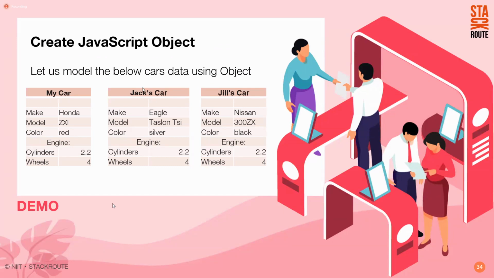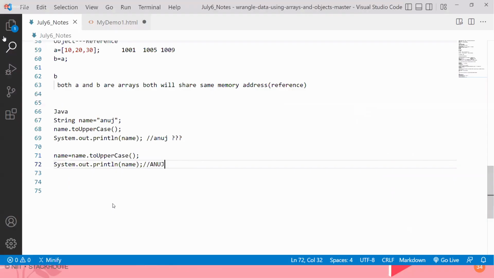So let us model the below cars using object. I will not do this. I will do with a different example. I want you to try this. You remember what are the three objects in the previous slide? The first one via direct initialization. These two via constructor. So totally three objects I want all of you to create. So I will show you with a different example.